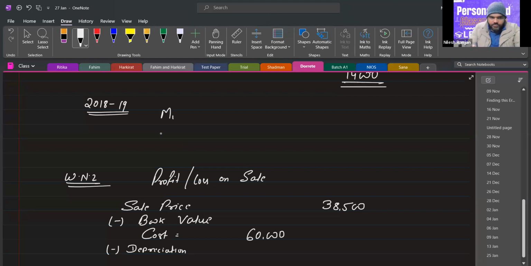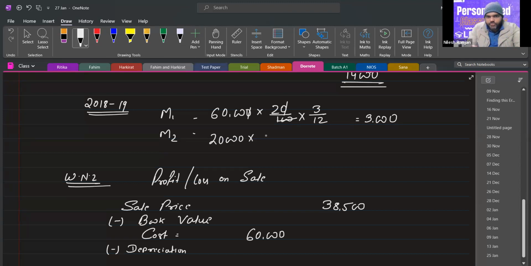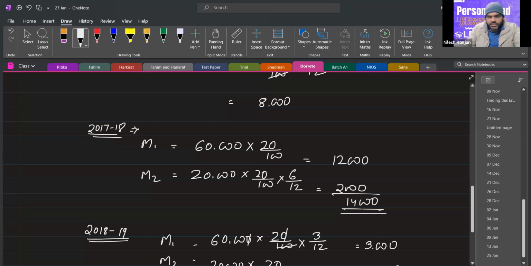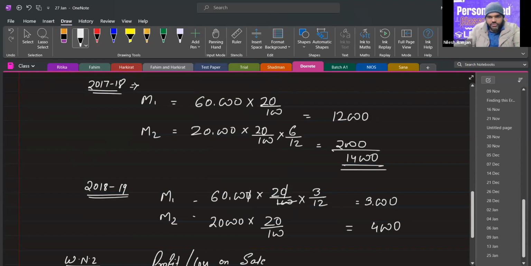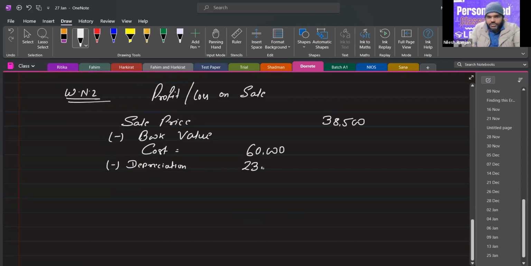Now, depreciation on machine 1, machine 2, we have to calculate. So, on machine 1, it is 60,000 into 20% into April, May, June, 3 months. It will be 3,000. And on machine 2, it is 20,000 into 20%. It is 4,000. So total depreciation charged on machine 1 is this 3,000, 12,000, 15, and this 8,000. So 23,000 is the total depreciation charged. Now, after deducting 23,000, it is 37,000. So, this is 1,500 profit.